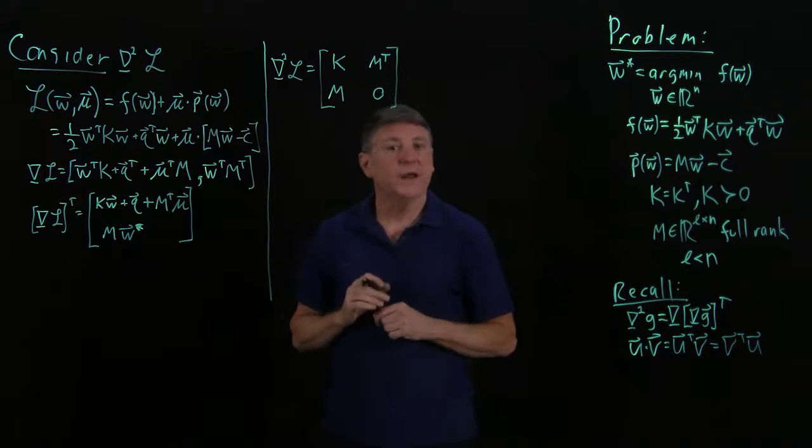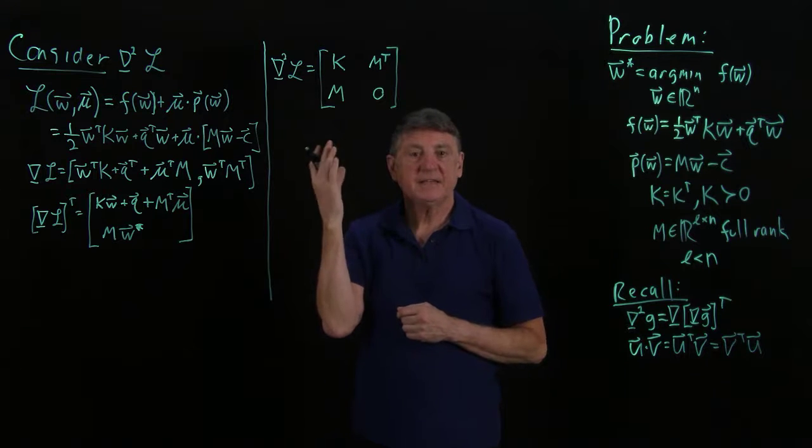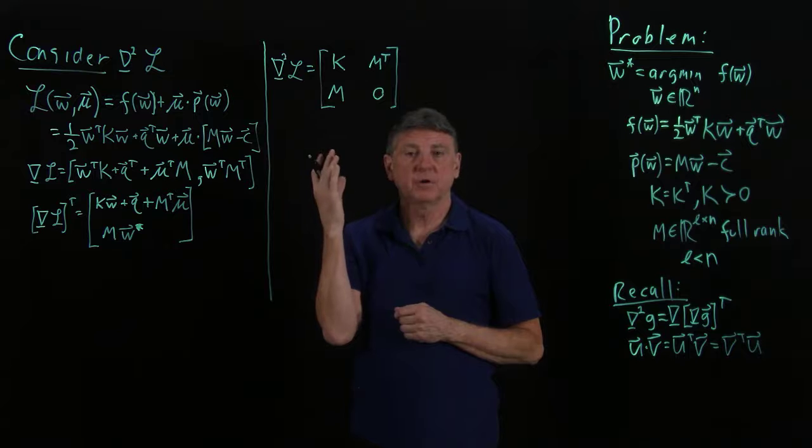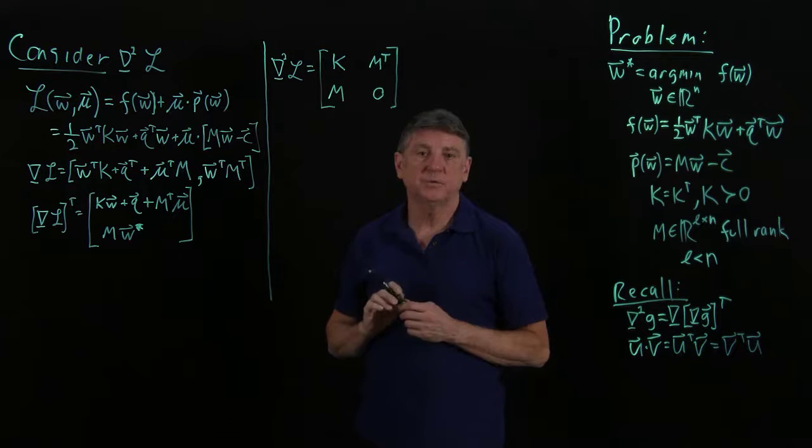And so we have a remarkable result, which is that the Hessian matrix of the Lagrange function is the matrix that we were using to get the primal formulation.